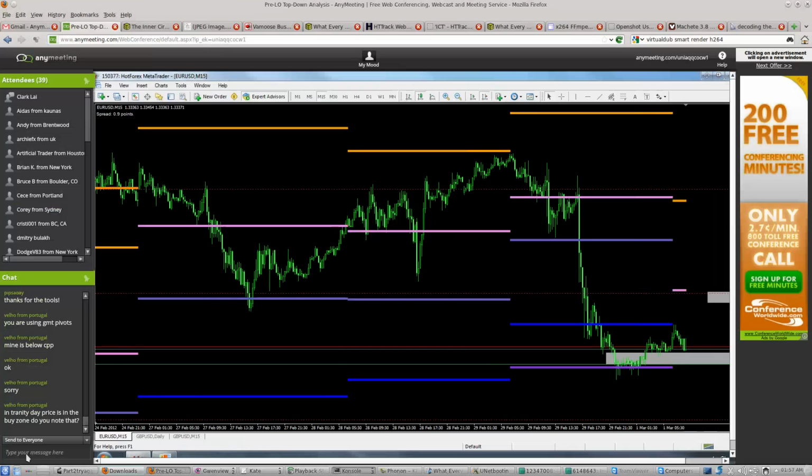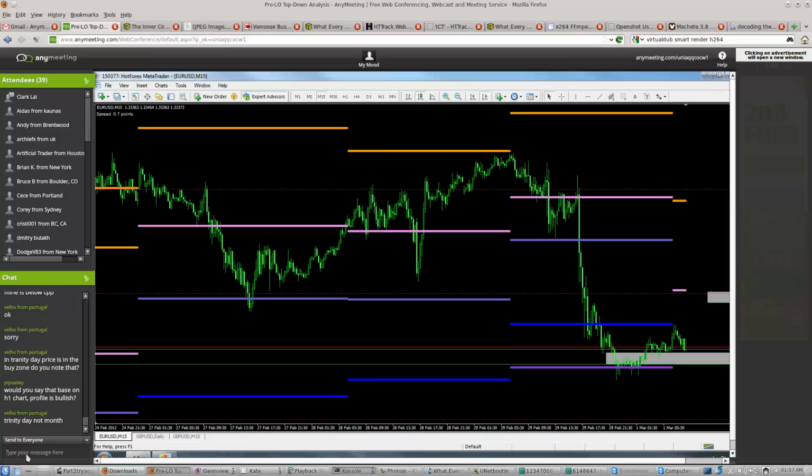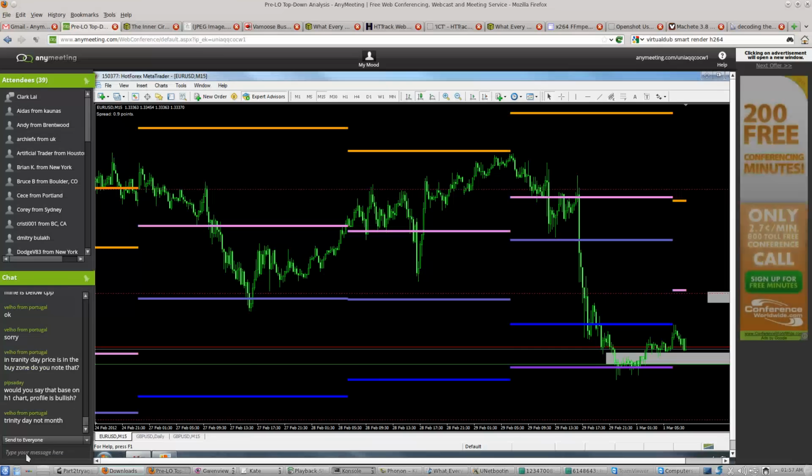Well, in the Trinity, price was in no man's land. So in one of ICT's Xmas specials, he said that in no man's land, you want to look for smart money to go for these stop hunts. One of the stop hunts that I see would be this low here. So potentially smart money may be looking to break this low before it reverses into New York, which goes bullish.